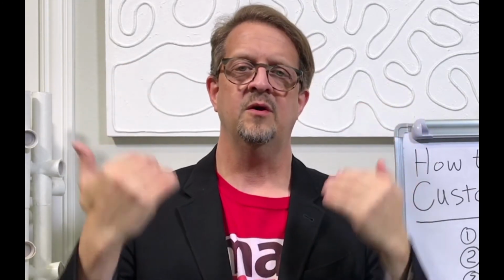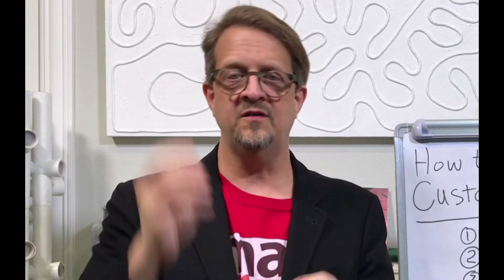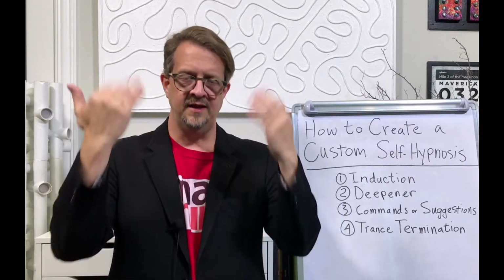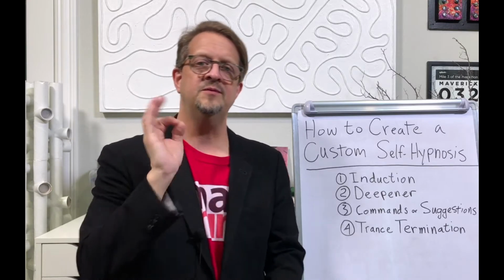A progressive relaxation is nothing more than progressively relaxing each part of your body, okay? Each part of your body. So you tell yourself to put your attention on the top of your head, and relax the top of your head. Now put your attention on your forehead, and then relax your forehead. And you just keep doing that to all aspects of your body, from the head all the way down to the very tips of your toes.